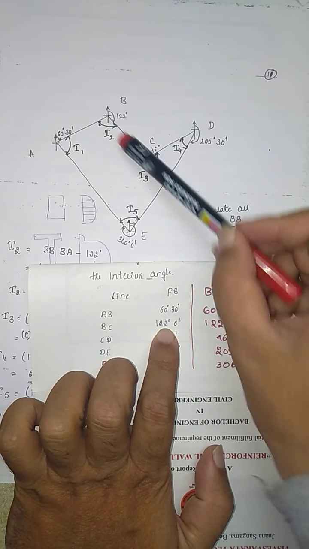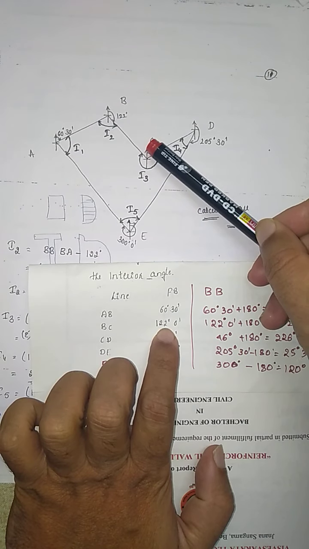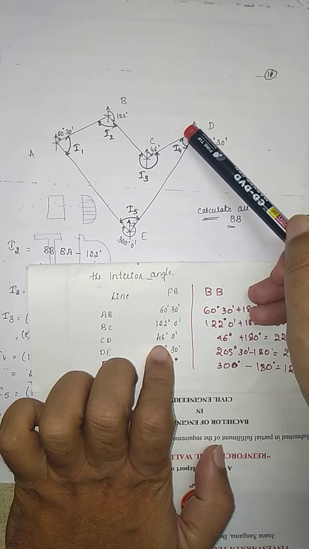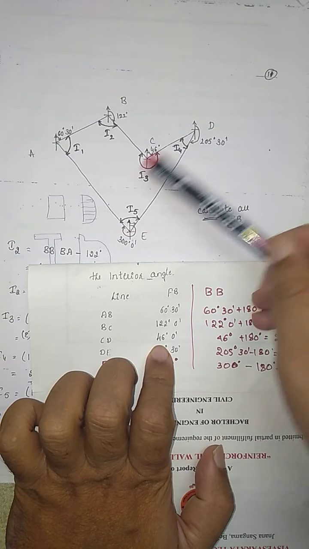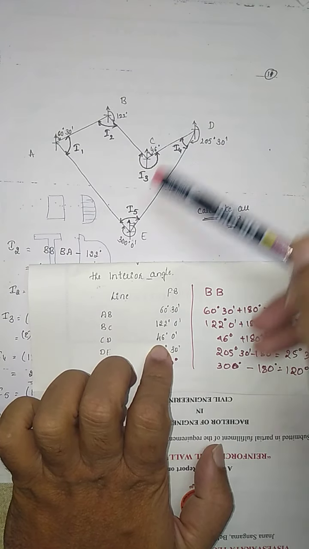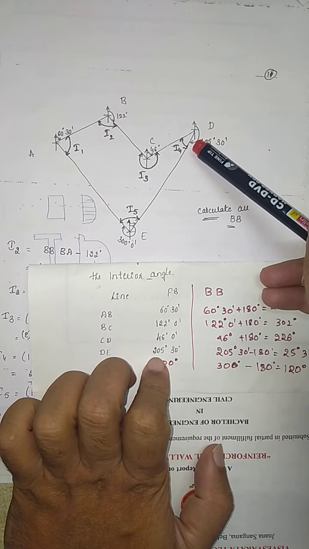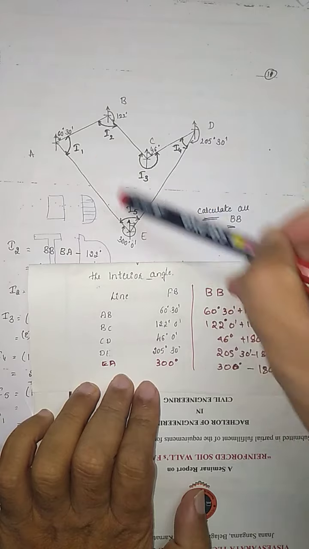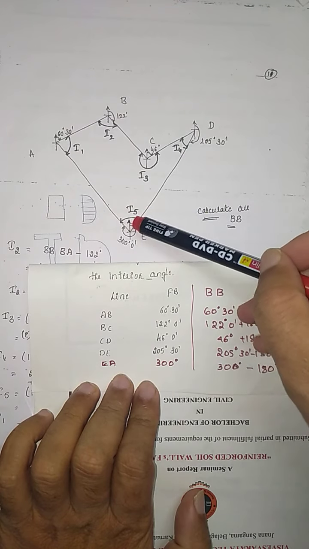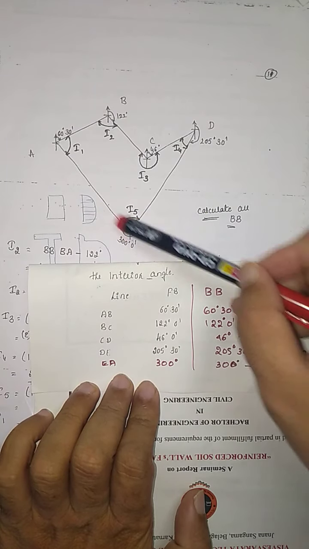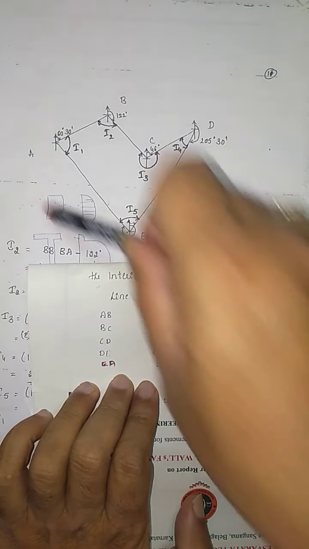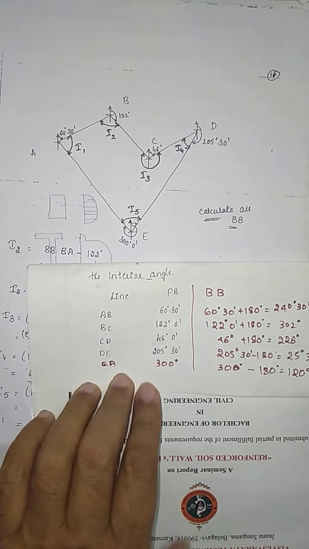122 will come in the second quadrant, so again it will come like this. Then CD, again it is in the first quadrant, it is 46 degrees, so it will be like this. Then DE, it is 205, so it will come in the third quadrant, so 205 is written over here. Then again EA, it is between 270 and 360, so it will be like this. So you need to have the closed traverse like this.